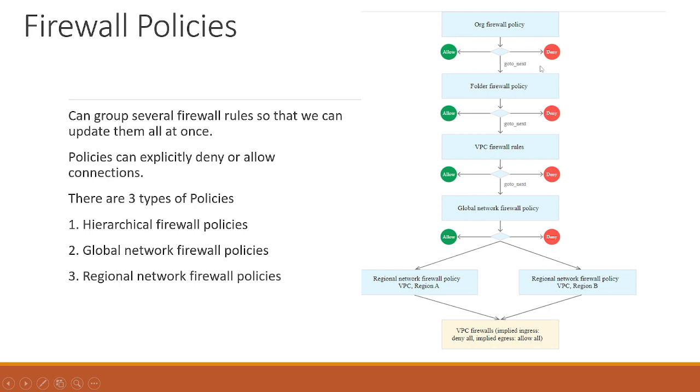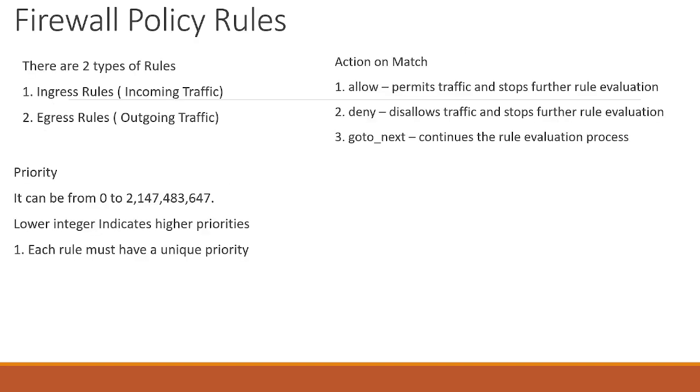Same for deny. If you denied something at organization level and you are allowing it with your VPC firewall rules, it will not work because it is already denied at the organization level. So you have to make the rules very carefully when you work with firewall policies.